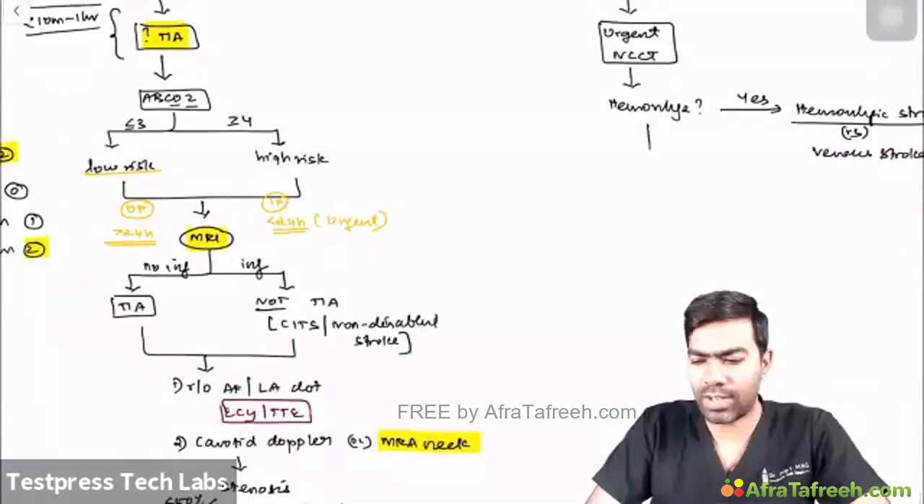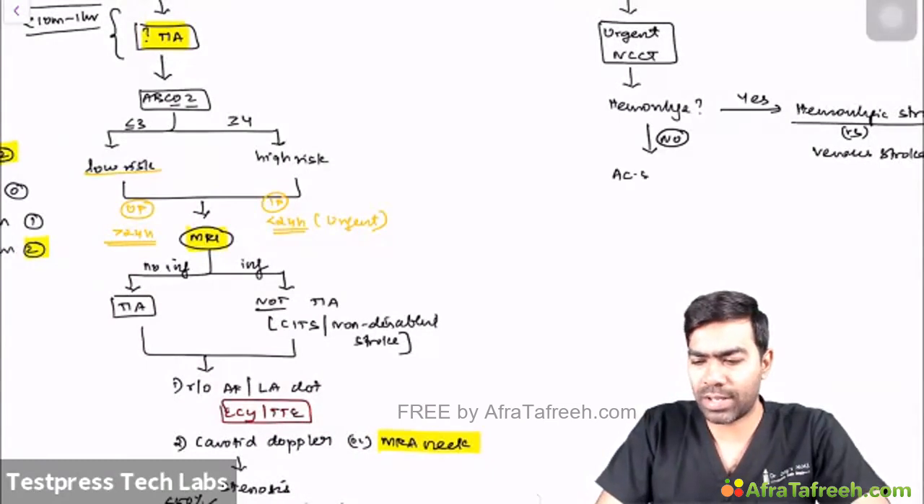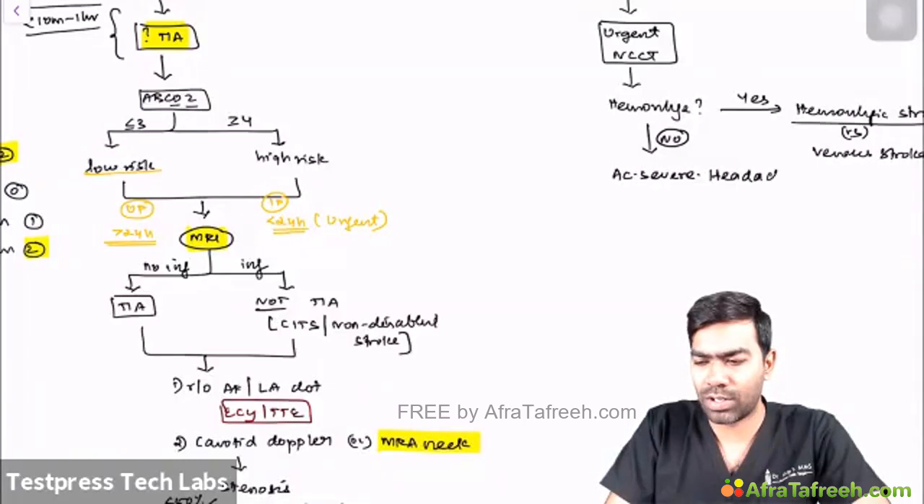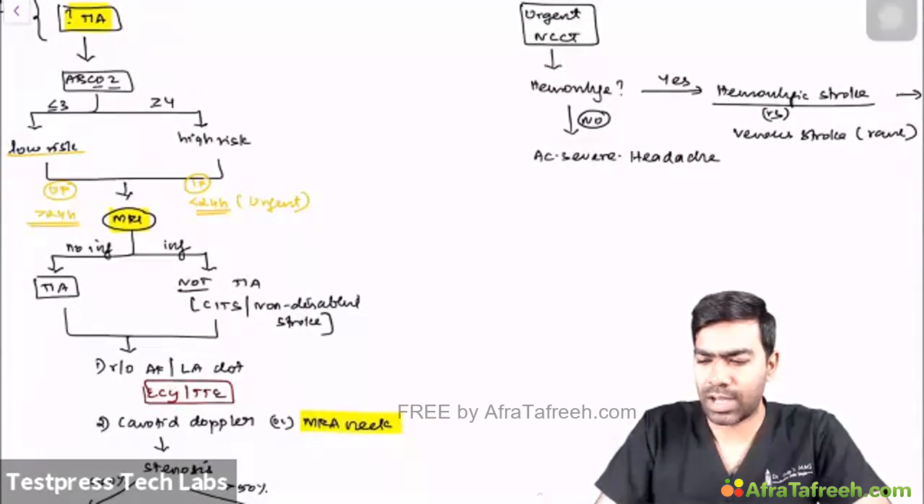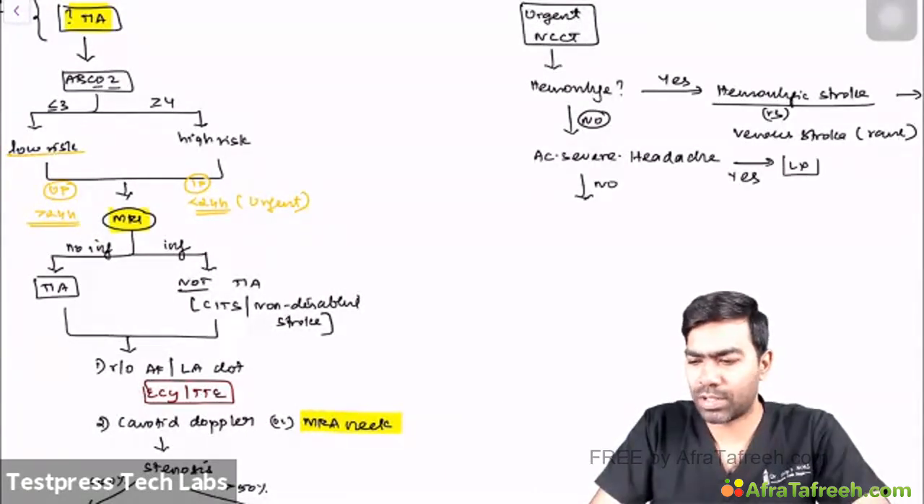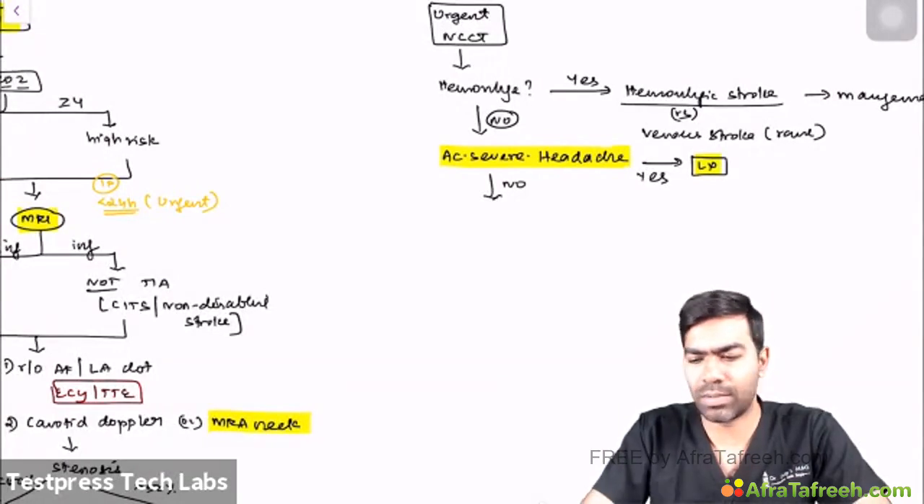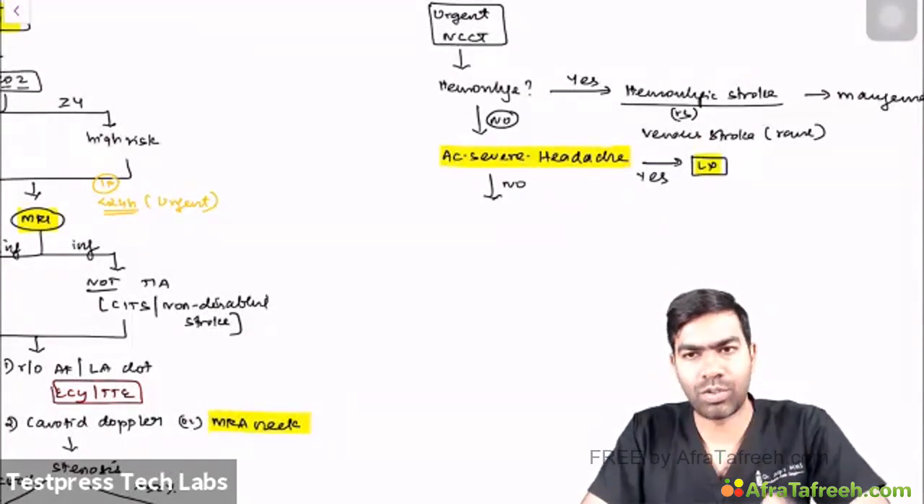If the patient is not having a hemorrhagic stroke, now ask one question: whether the patient is having any evidence of acute severe headache, which is often forgotten. If the answer is yes, the patient is having acute severe headache, then do a lumbar puncture. Because in this setting, whenever the patient is having acute severe headache, it's mandated to rule out a subarachnoid hemorrhage, aneurysmal rupture. So you should not forget that. If it is there, go ahead with the lumbar puncture before going for the next step.